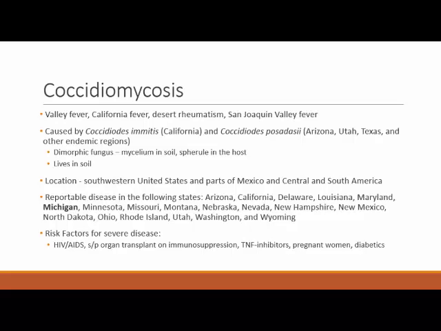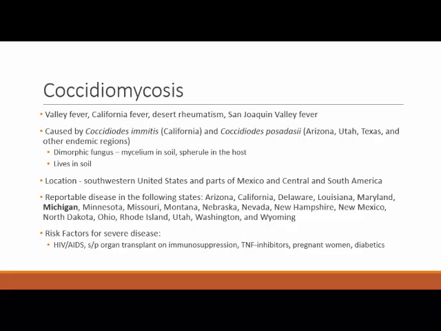It's most common in southwestern U.S., parts of Mexico, Central and South America. In the U.S., it's endemic, especially in southern Arizona and the San Joaquin Valley in California. It's also a reportable disease, according to the CDC, mostly on the west side, but if we happen to catch somebody here, it is reportable in Michigan.